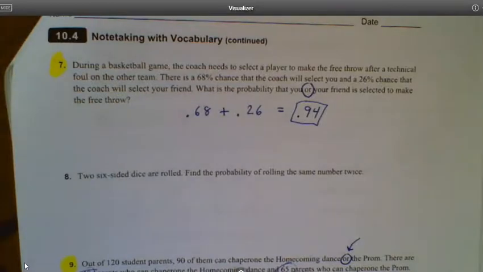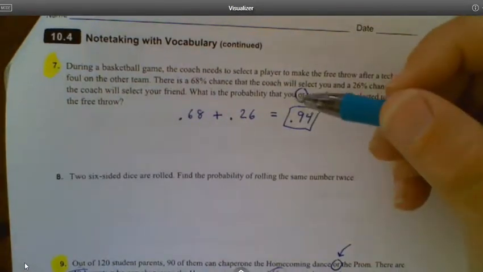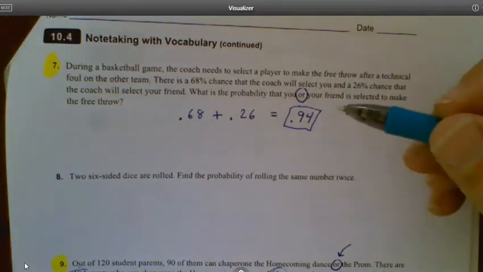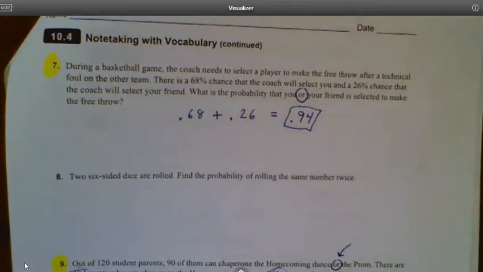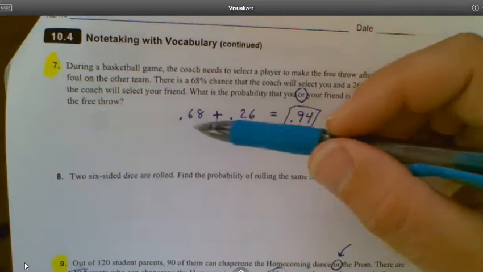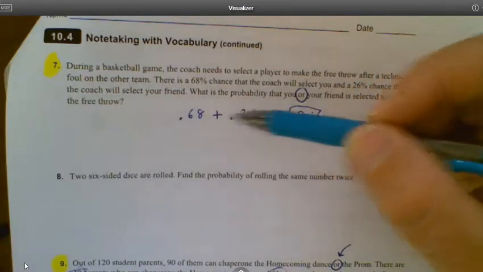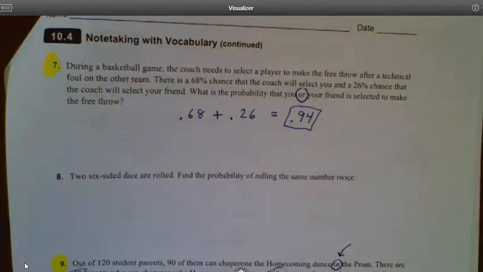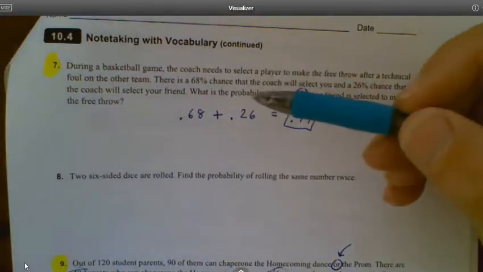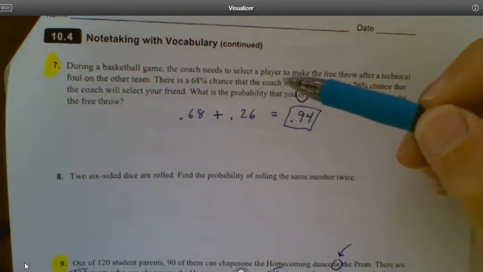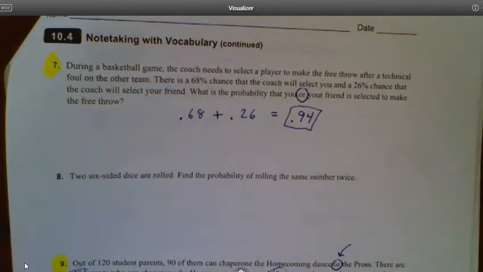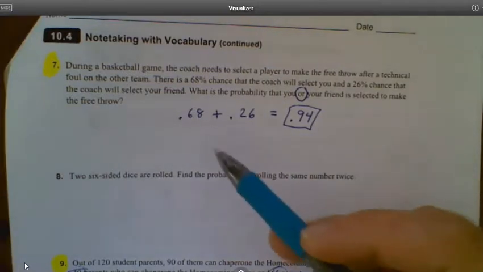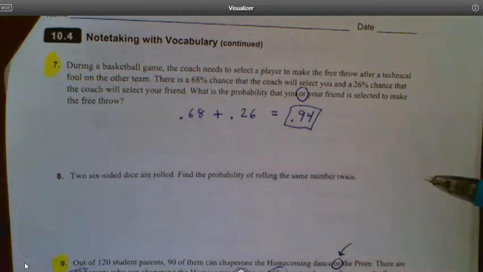We would say, what's the probability that he gets you, plus the probability that he gets your friend, minus the probability that he gets you and your friend. There's a 68% chance that he picks you, plus a 26% chance that he picks your friend, minus the probability that he picks you and your friend. That would be 0, because he can only pick one player to make a free throw, so there is a 0% chance that he gets you and your friend. These are disjoint events. All we have to do is add these together, and we got our answer.